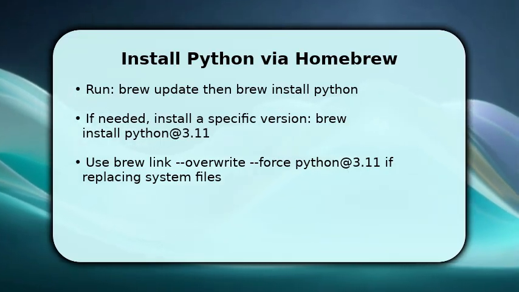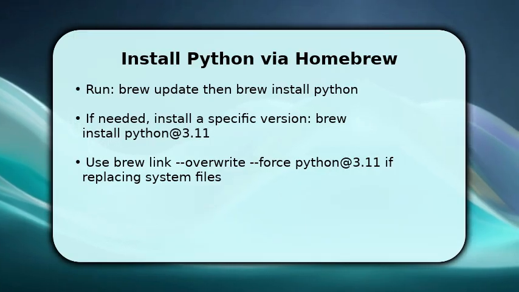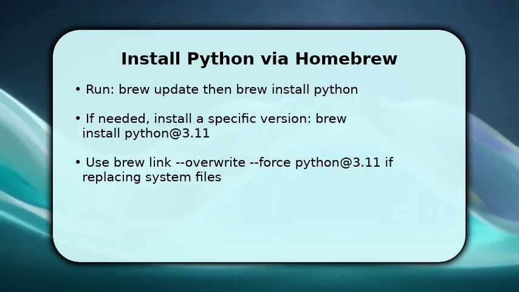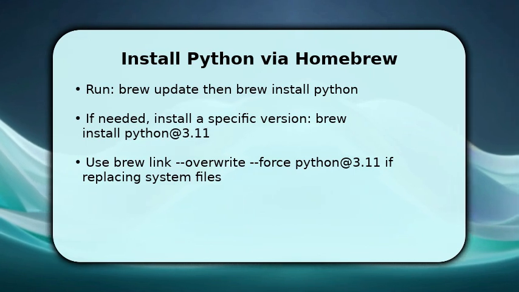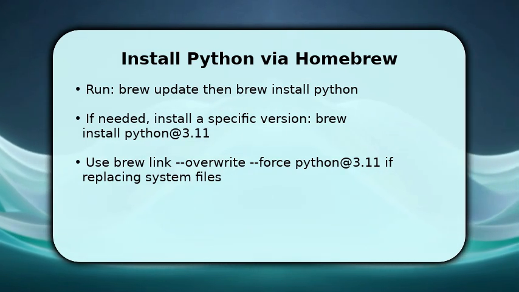Use brew link with overwrite and force only when replacing older Homebrew managed Pythons. Once linked, verify where the binary lives, so your shell prioritizes the Homebrew path over the macOS system Python.